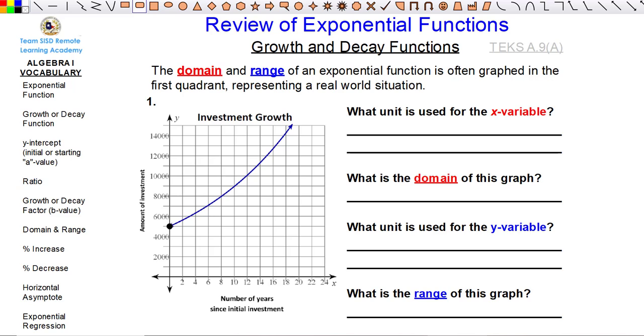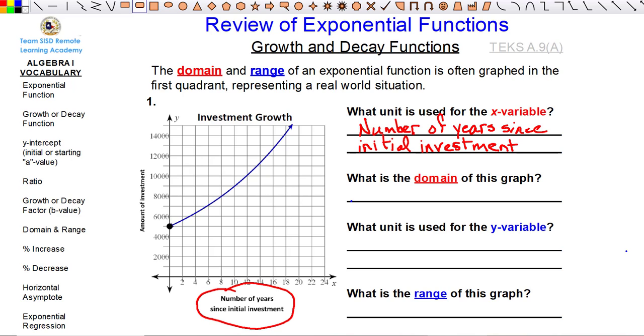Let's first identify what the units are. What are the units of the x variable? Well, you're right. You have to look down along the x-axis, and the units are the number of years since an initial investment, and the graph is showing how that investment is growing over a period of time. What's the domain? Where does it start? Looks like it starts right here, but how is it moving to the right? And how would we express that with words and with inequalities?